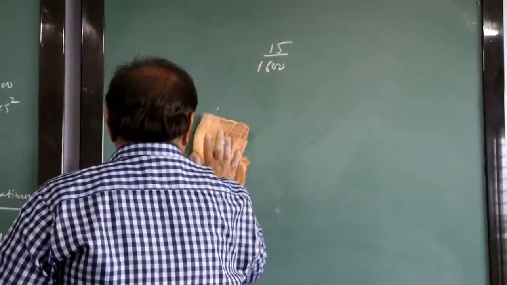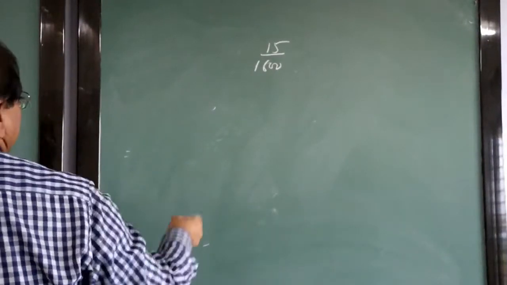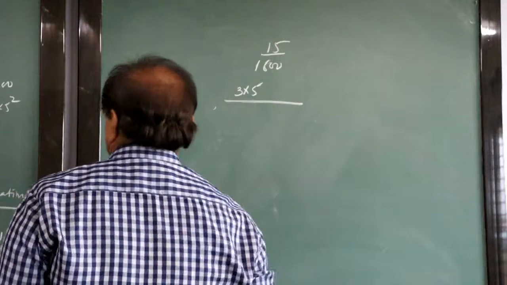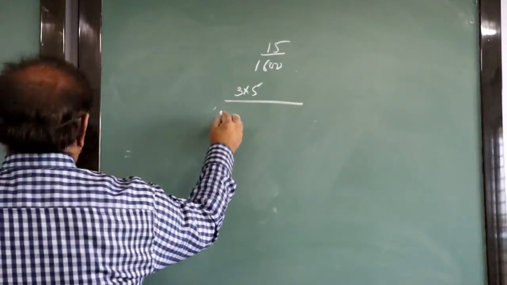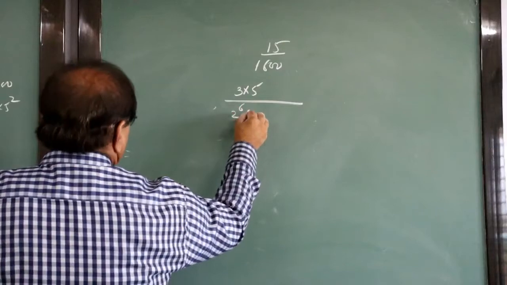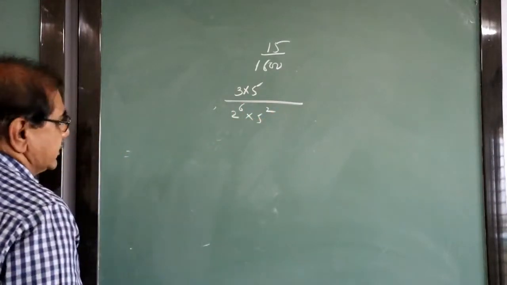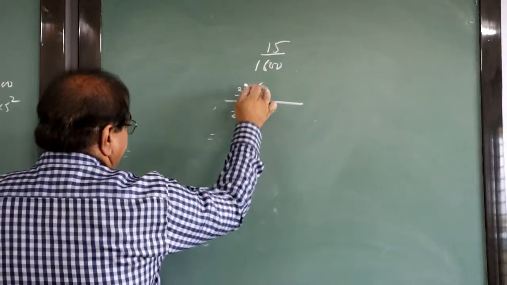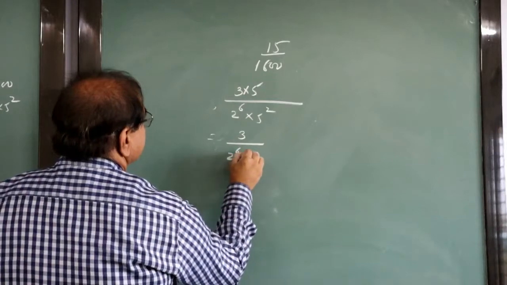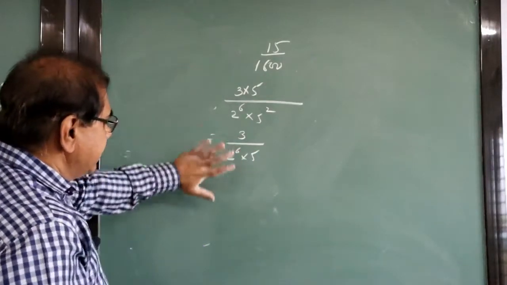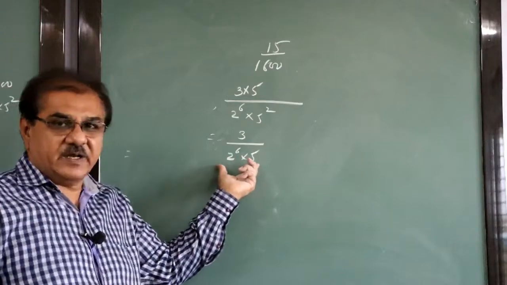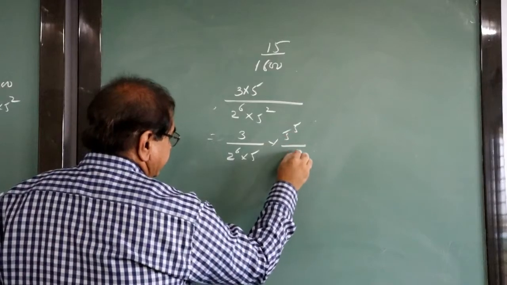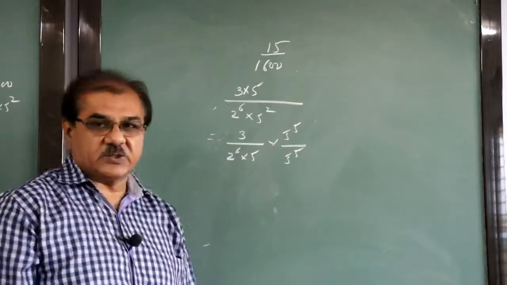Okay. So first of all, 15 is 3 fives are 15, and 1600 we previously factorized. It is 2 raised to 6 into 5 raised to 2. First of all, we simplify it. The 5 cancels with 5 raised to 2 here. So 3 upon 2 raised to 6 into 5. This is the simplification. Now to help the denominator end with 0, I want here 5 raised to 5.